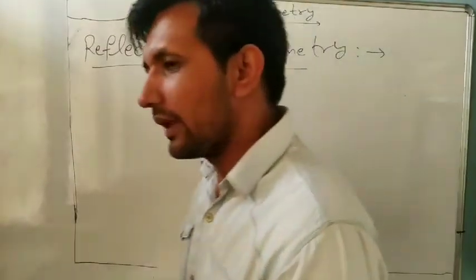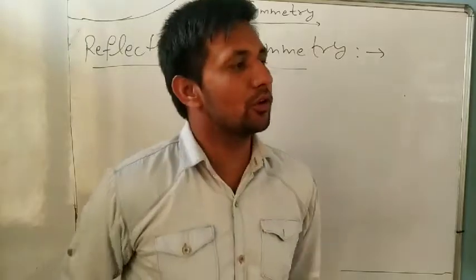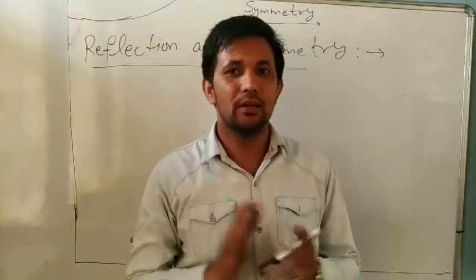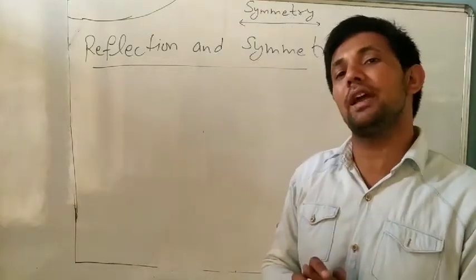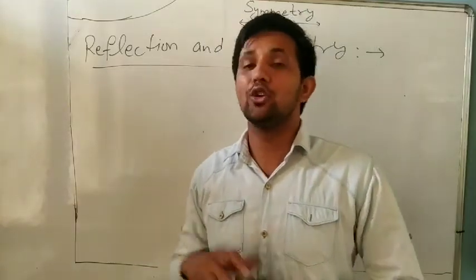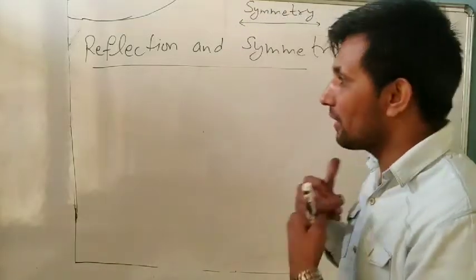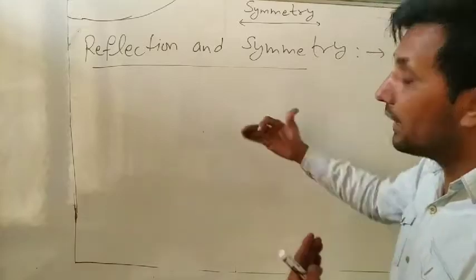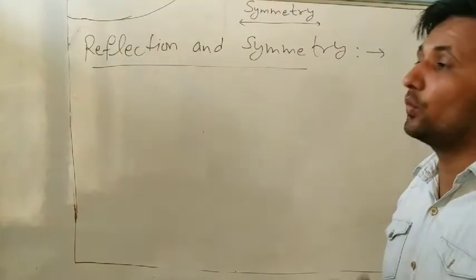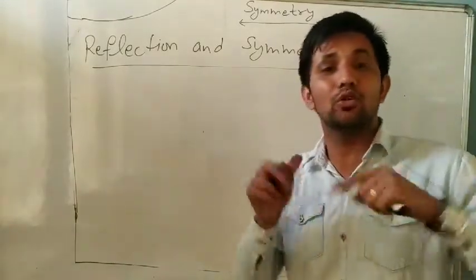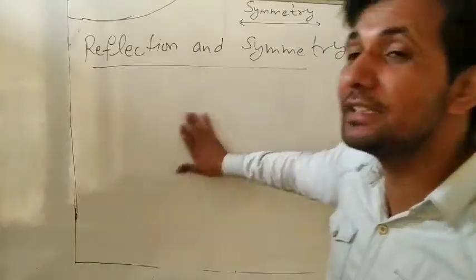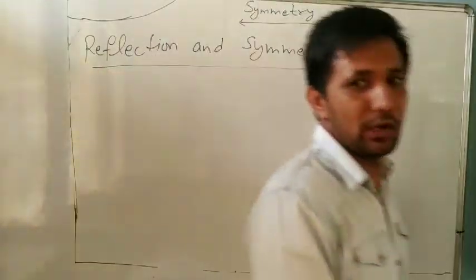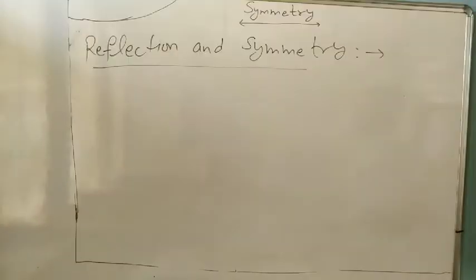Every morning, before we go to school, first we comb our hair. We use a mirror. Whenever we see our hair in the mirror, it is a reflection. So we can see ourselves because of reflection. So reflection and symmetry are both the same.